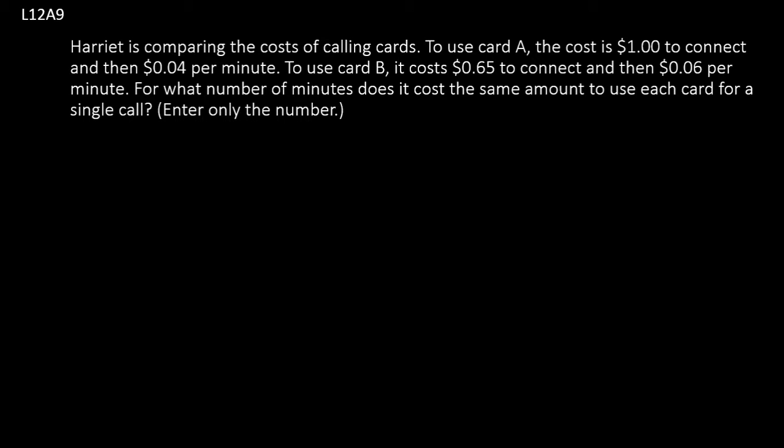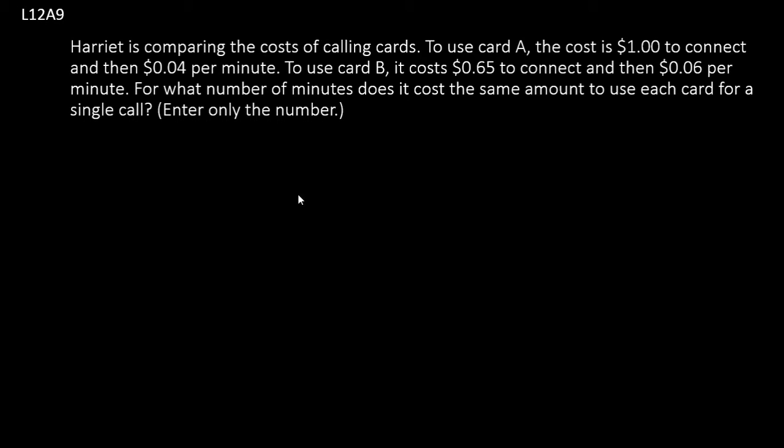$1 to connect, 4 cents per minute after for one card, and another card, 65 cents to connect, and then 6 cents per minute you use the phone after. So we need to write equations to represent each one of these calling cards. Now, notice that there are two variables at play. One is just the total cost of a phone call, and the other is the number of minutes.